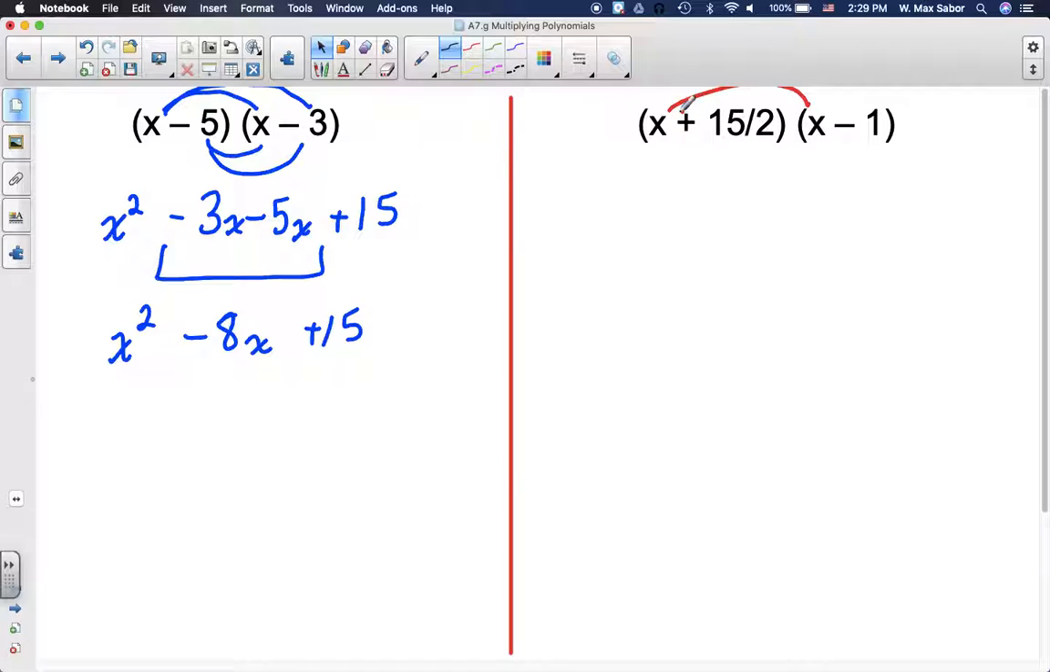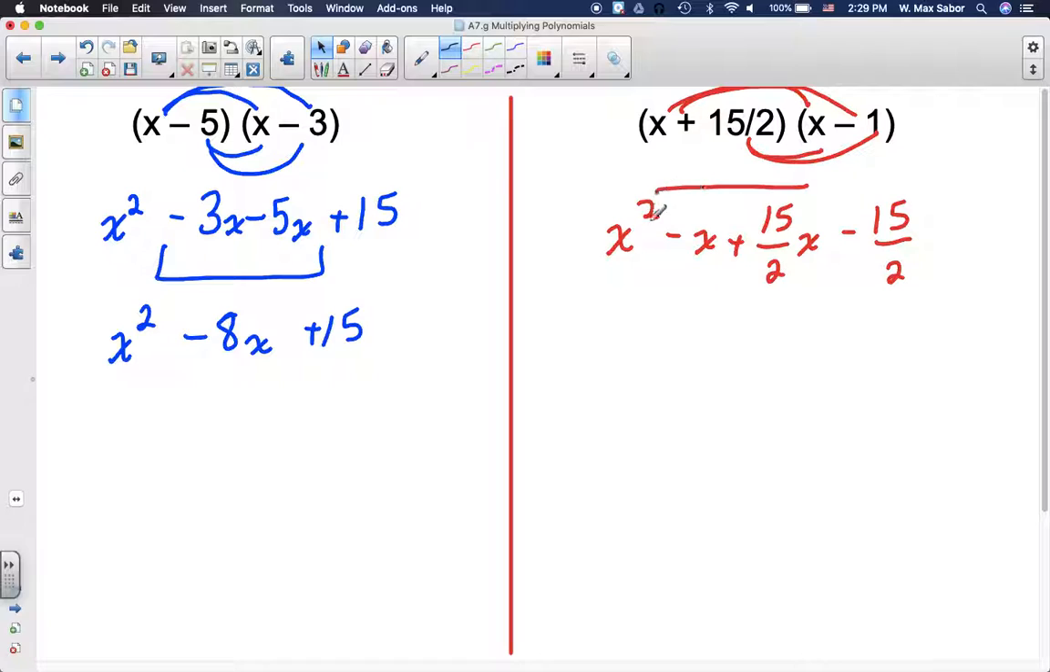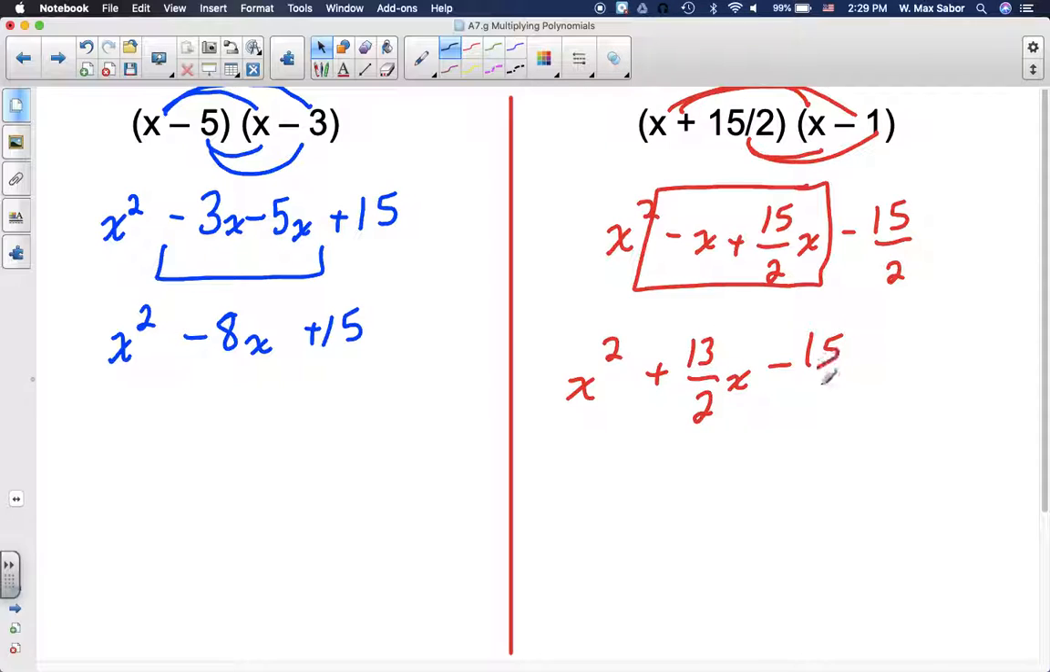Same process here. So x squared minus x. When we do the second set from the 15 halves, we get plus 15 halves x minus 15 halves. Again, the middle terms are usually going to be like terms, not always. We'll get to those soon. Plus 13 halves x minus 15 halves.